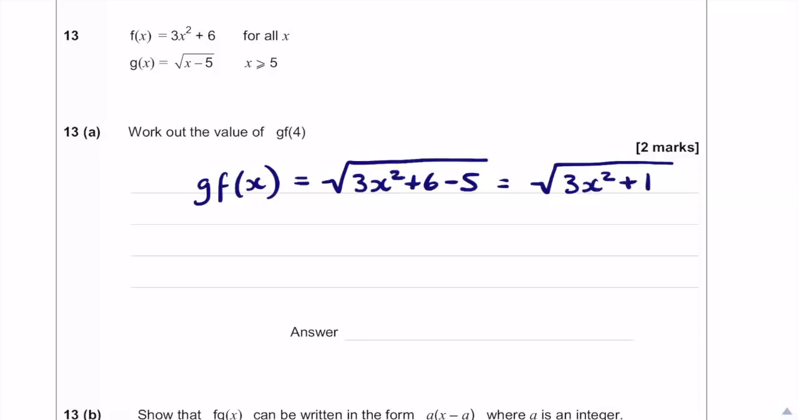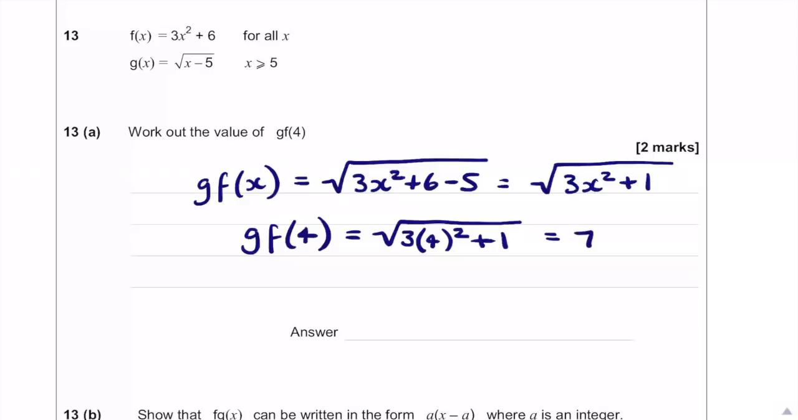Okay, so now we can substitute 4 into this formula to get our value. So we get the square root of 3 multiplied by 4 squared plus 1. 4 squared is 16, 16 times 3 is 48, plus 1 is 49, square root of 49 is 7. So that is our answer for part A.